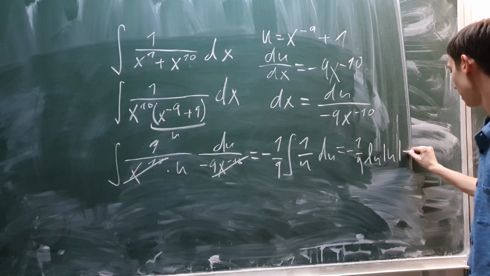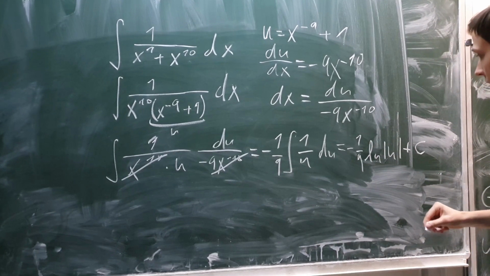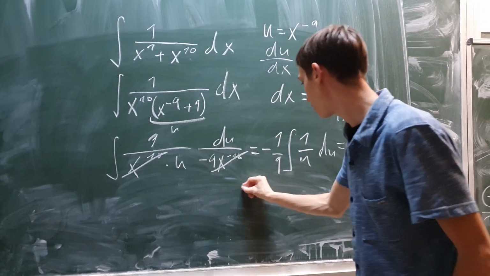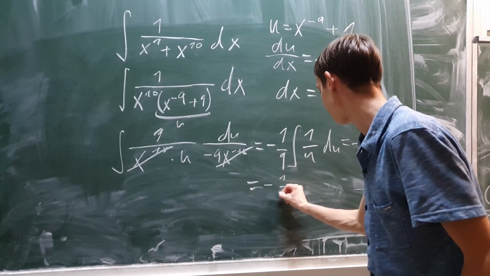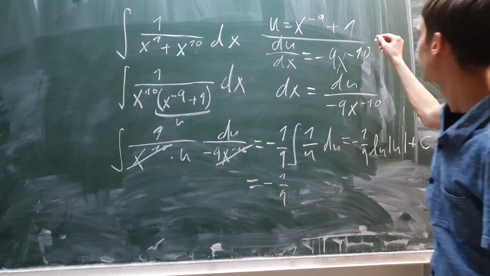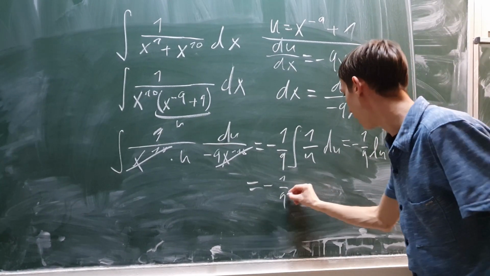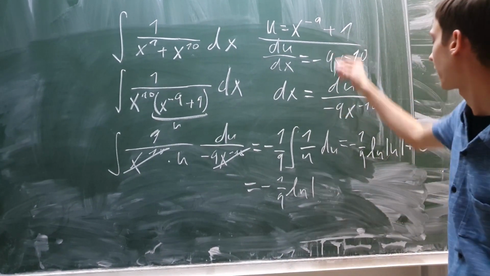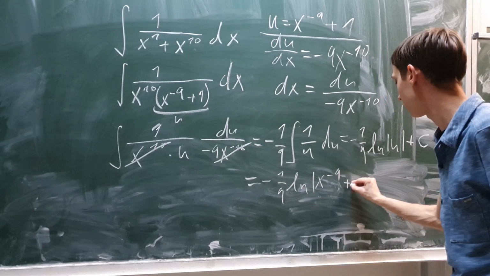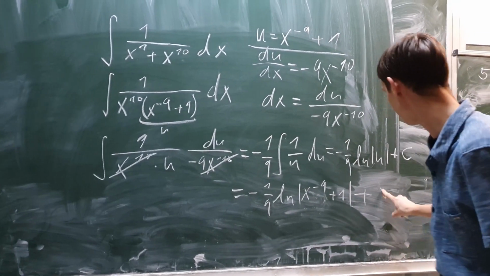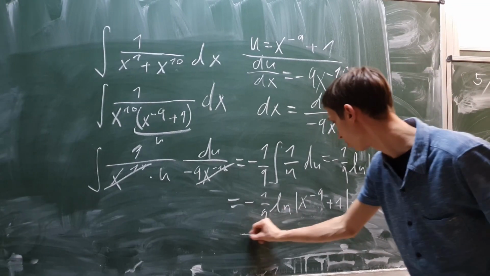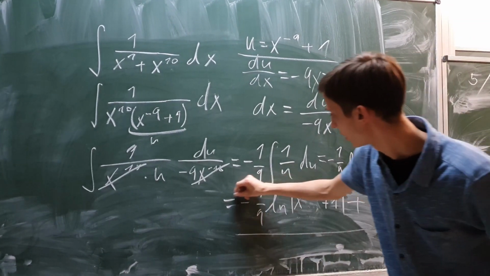ln u plus c. But of course, just to return what u was meant to be, u was this thing. So I will plug it instead of u. I know this is minus 1 over 9 ln of x to the minus 9 plus 1, plus c. And this is the solution to this integral using u-substitution.